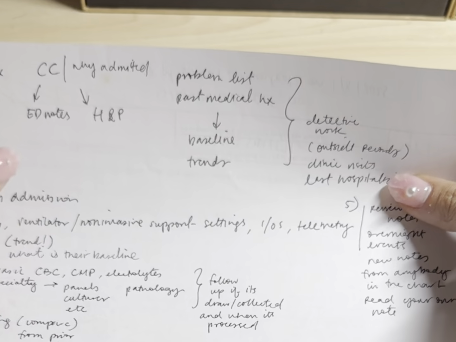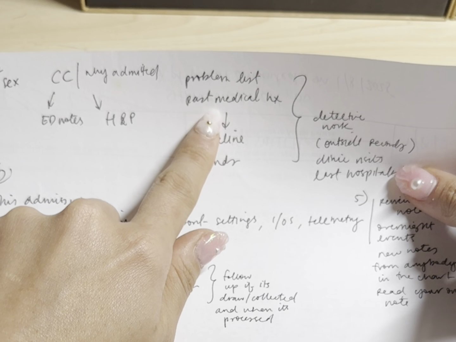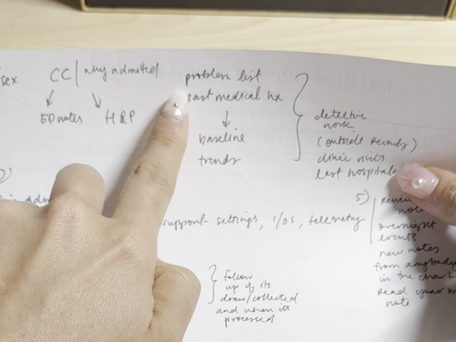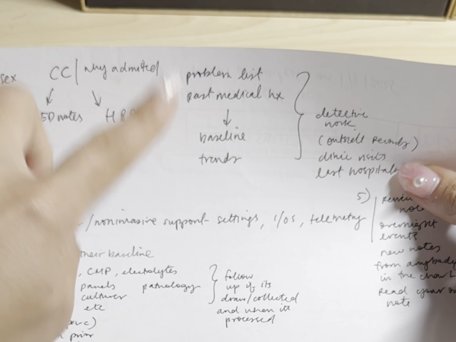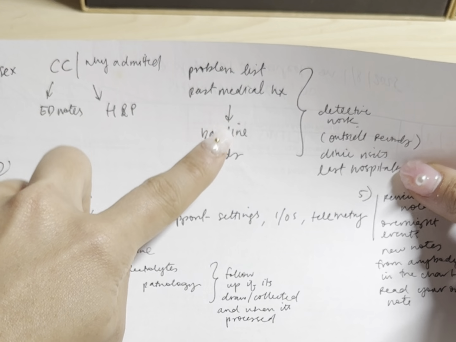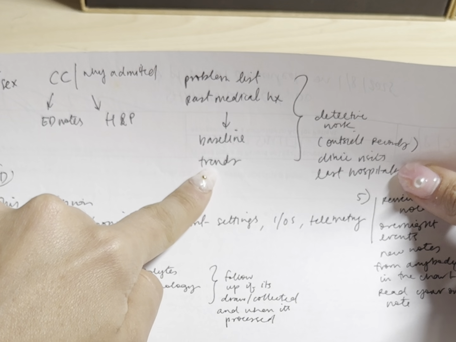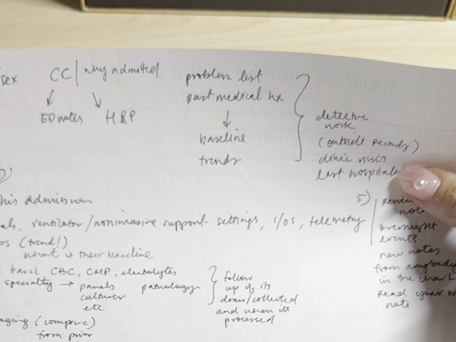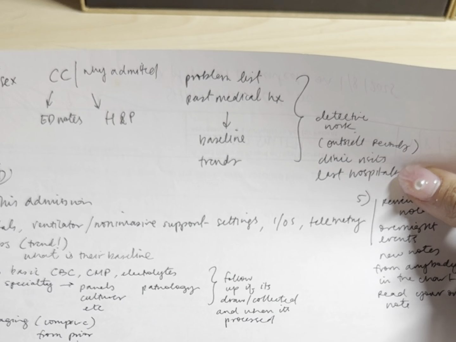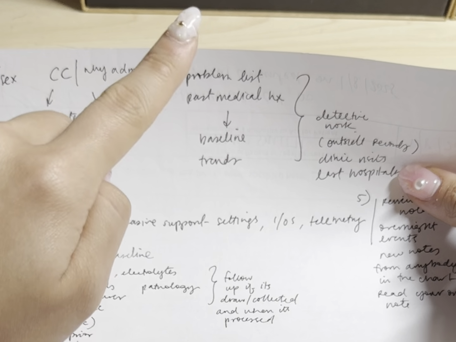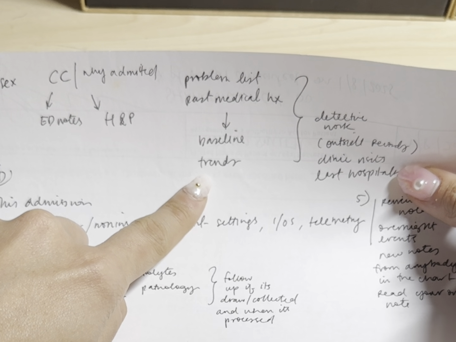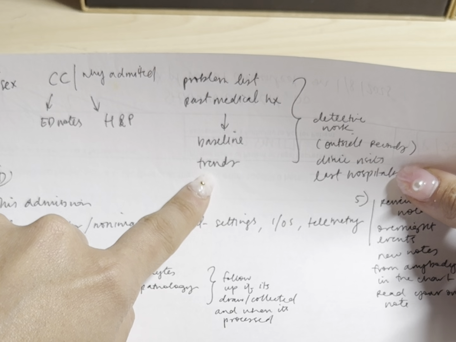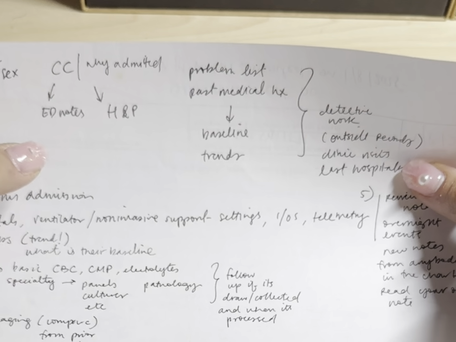The next thing that I check is the problem list and their past medical history. So this is just an overall review of their past medical history. It's very important as a physician to recognize their baseline and the trends. They might have kidney problems or heart problems already, and so those numbers are going to be abnormal, but it might be their baseline. And then we also love to look at trends, what it was, 3 months from before till now, and what has changed.